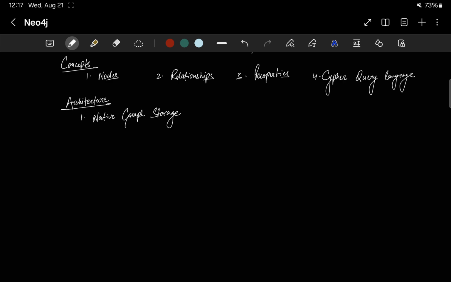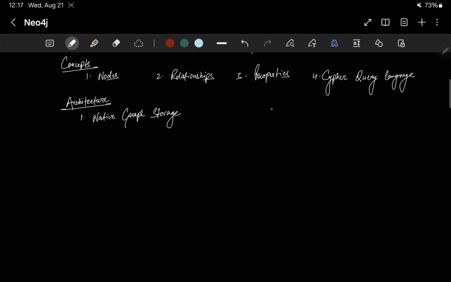Neo4j supports ACID transactions, atomicity, consistency, isolation, and durability, and thus it ensures data reliability and consistency. For example, when querying for a path between two nodes, Neo4j can directly traverse the graph without the overhead of joins required in relational databases, right?